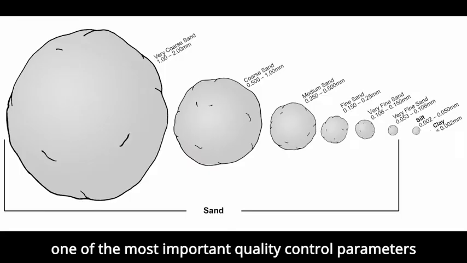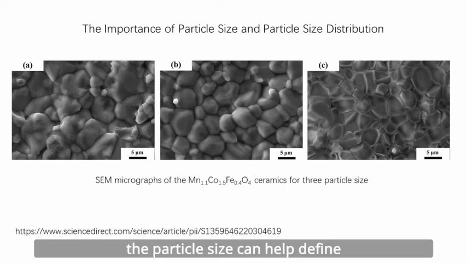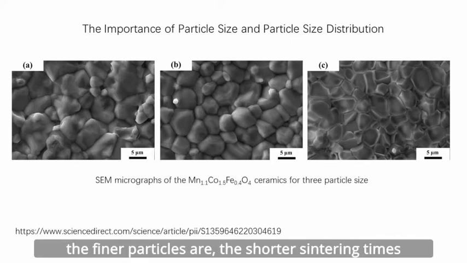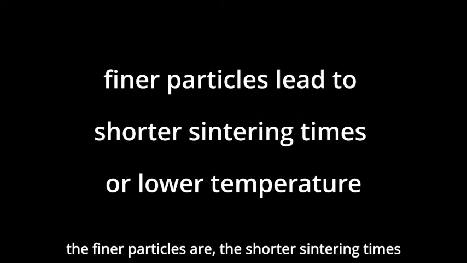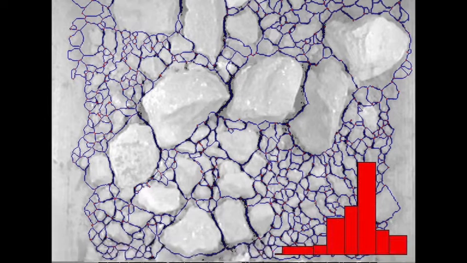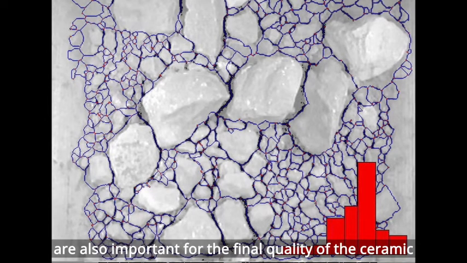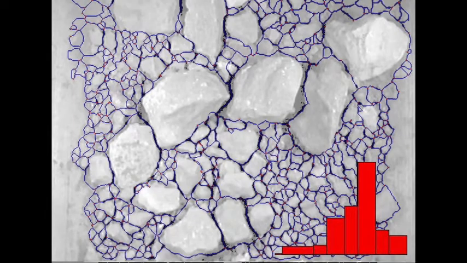One of the most important quality control parameters is the ceramic particle size and size distribution. The particle size can help define the time and temperature required to obtain full density during the sintering period. The finer the particles are, the shorter the sintering time required, due to their high surface area. The particle size distribution and shape are also important for the final quality of the ceramics.